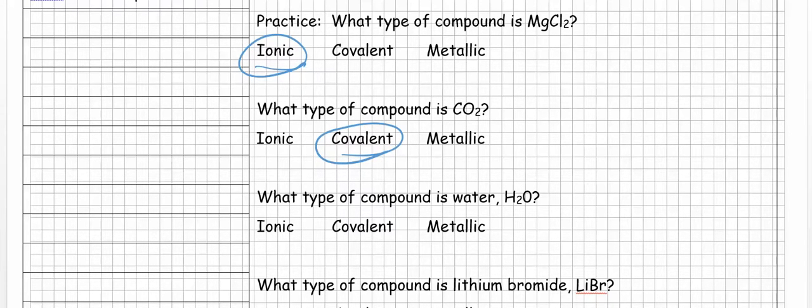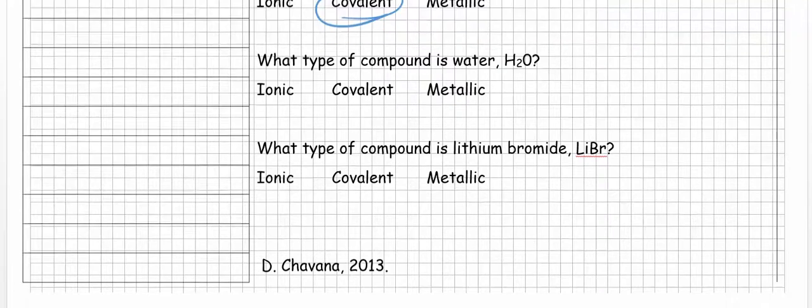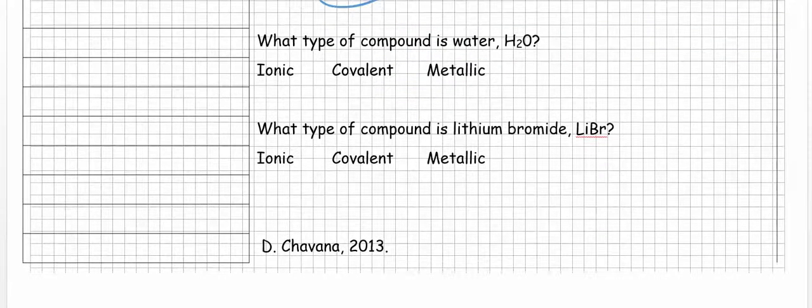Now, what type of compound is water? This one's a little bit tricky because of the fact that hydrogen is on the left side of the zigzag line ordinarily. But remember that hydrogen is really in a class by itself. So I want you to know that when hydrogen forms compounds, it forms compounds that are covalent, all right? What type of compound is lithium bromide? Lithium on the left side, bromine on the right side, a metal with a nonmetal? Ionic, all right? Ionic. Okay.